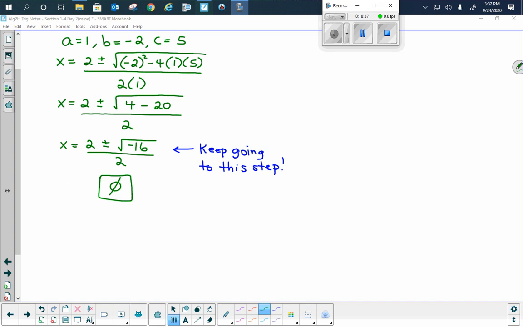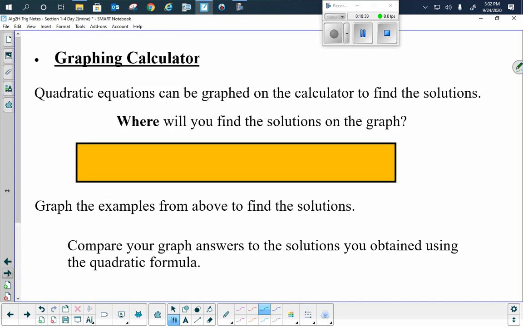All right, and the last method we're going to look at for solving is the graphing calculator. Quadratic equations can be graphed on the calculator to find the solutions. Let's chat about where you'll find the solutions on the graph. We're talking about quadratics, right? So quadratics graph into parabolas. Let's just say that's our xy axis and that I just drew this parabola.